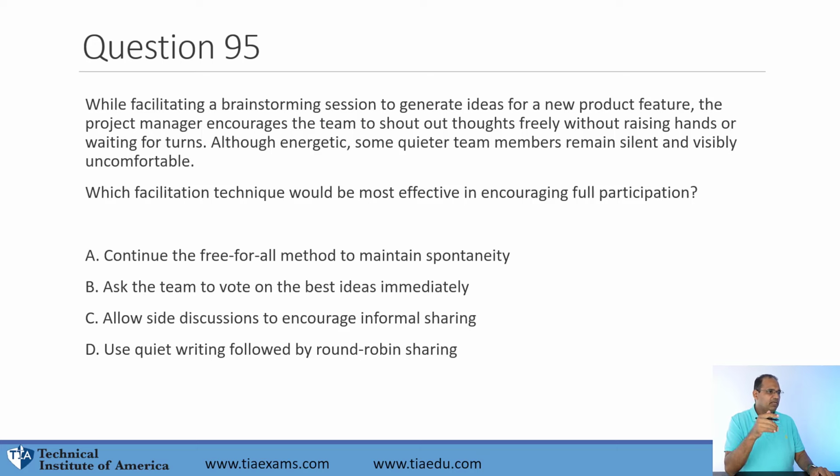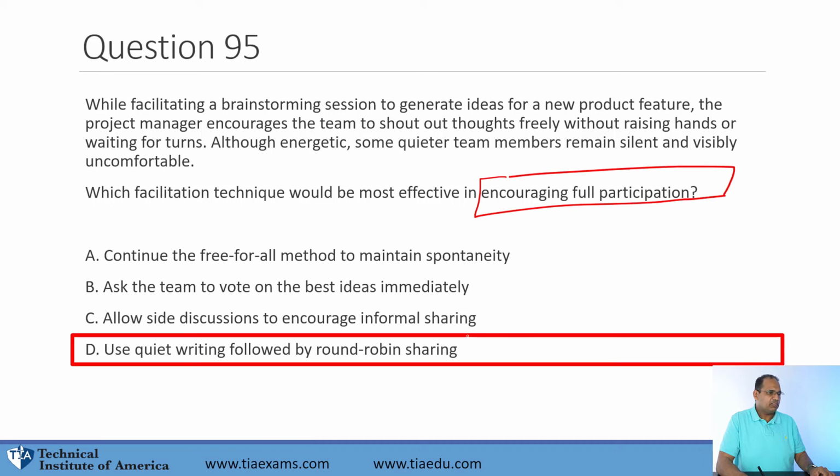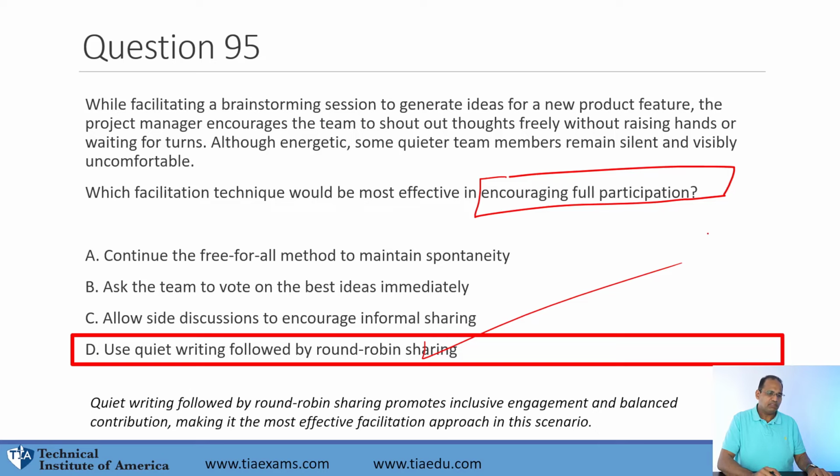So in this one here, you want full participation. So the best way here is round robin. So round robin is where you go around the room and everybody shares ideas. That would be the best option here. Quiet writing is, instead of them shouting out ideas, they write it down on a piece of paper. And then we're going to go around the room and everybody's going to share their ideas. That way everybody participates. Even the ones that remain silent, they have to participate too. You don't want to continue doing the free-for-all because then they wouldn't participate.